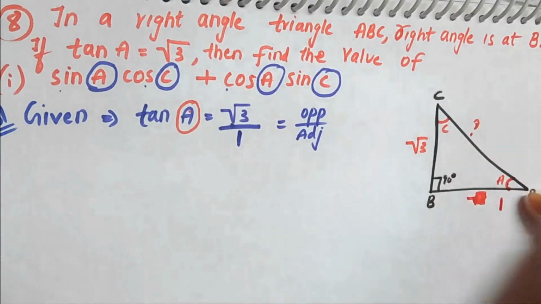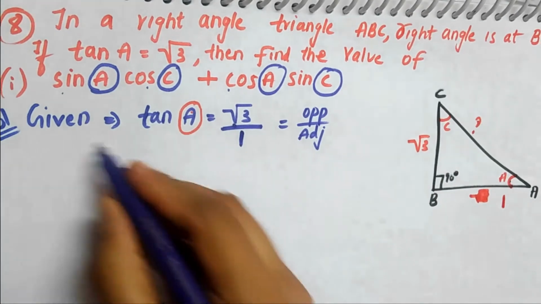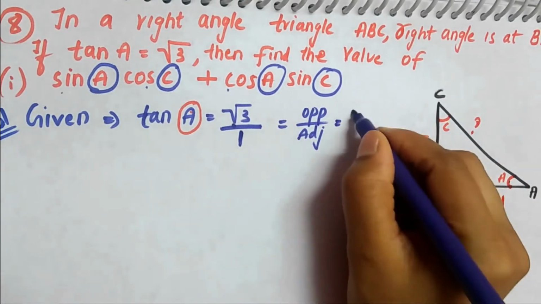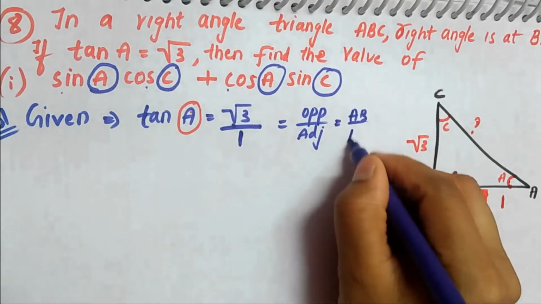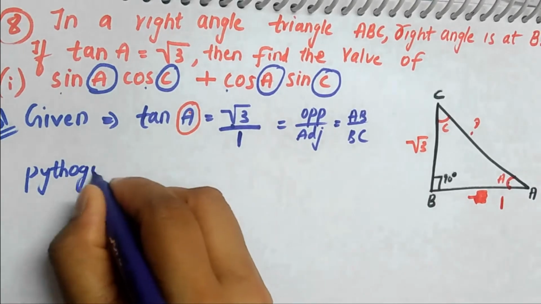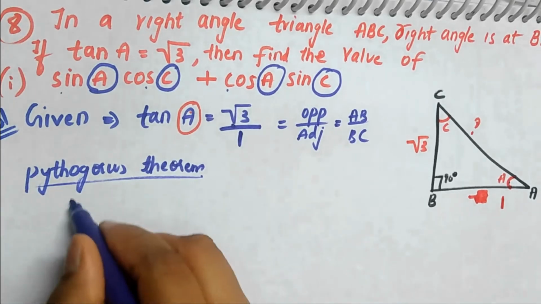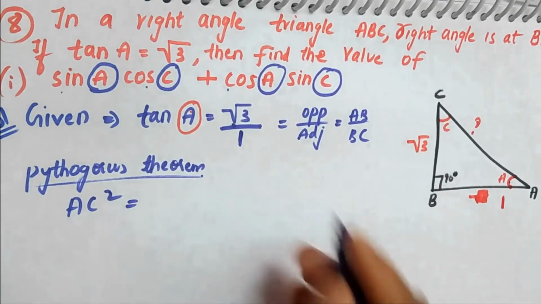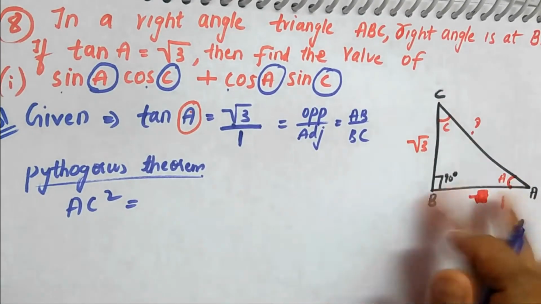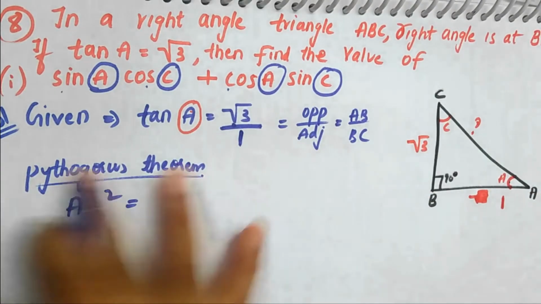What is to be found out is AC. What do we use? Yes, we use the Pythagoras theorem. So, using the Pythagoras theorem, let me just complete this, AB and BC. What is the Pythagoras theorem? AC square, the hypotenuse square, is equal to the sum of the squares of the other two lengths. Other two sides you can say.